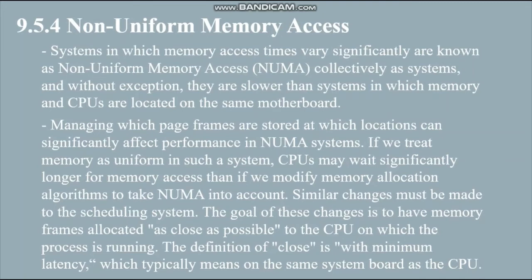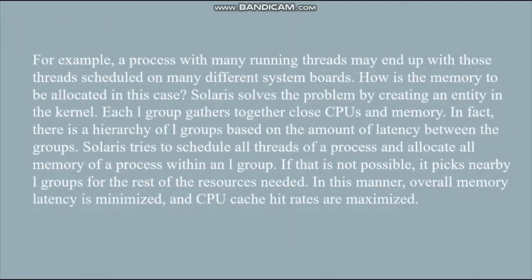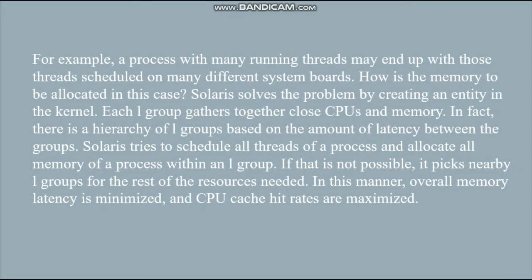Similar changes must be made to the scheduling system. The goal of these changes is to have memory frames allocated as close as possible to the CPU on which the process is running. The definition of close is with minimum latency, which typically means on the same system board as the CPU. So for example, a process with many running threads may end up with those threads scheduled on many different system boards. How is the memory to be allocated in this case?